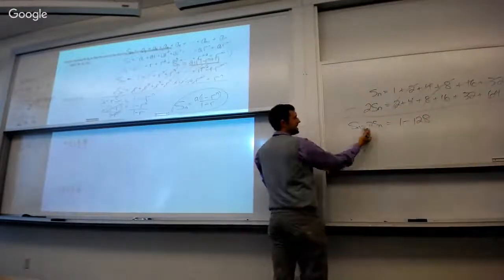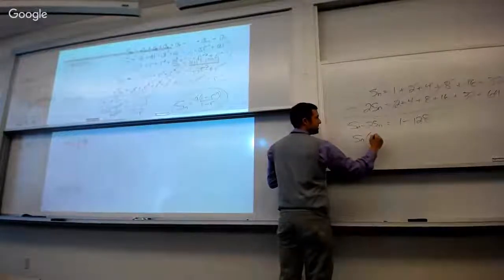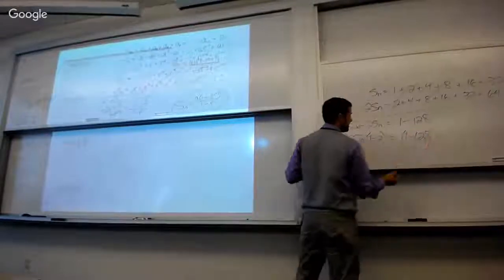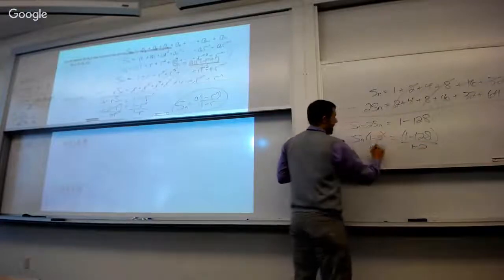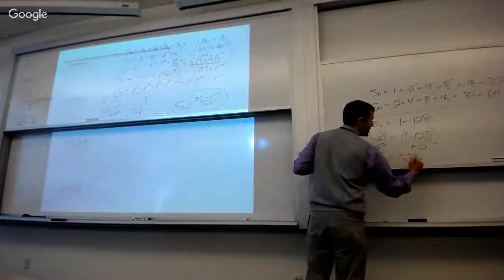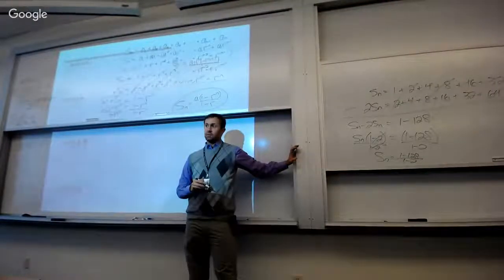And then on the left-hand side, again, I can factor out the s sub n. So it's s sub n times 1 minus 2 equals 1 minus 128. And I divide off the 1 minus 2. And I get the sum of that sequence is 1 minus 128 all over 1 minus 2. That's the manipulation that we were doing.